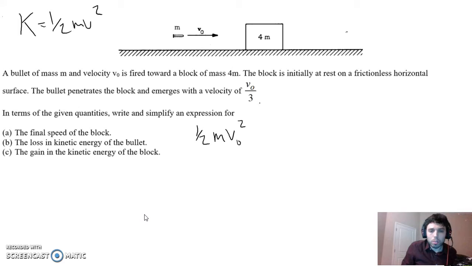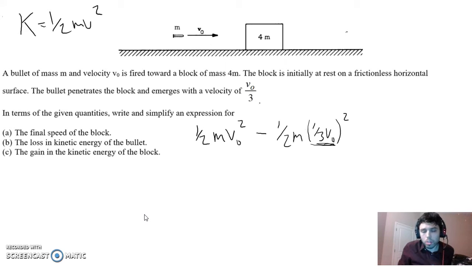And we're going to subtract the amount it had at the end, 1/2, still mass m, but now it's 1/3 v naught, and that's being squared. Now we need to square everything inside of the parentheses, so I'm going to simplify this down. 1/2 m v naught squared minus 1/2 m times 1/9 v naught squared, right? Because we're squaring everything inside of there. It's not just the v naught being squared. It's 1/3 v naught, so we have to square the 1/3 as well. And this will equal the kinetic energy lost.